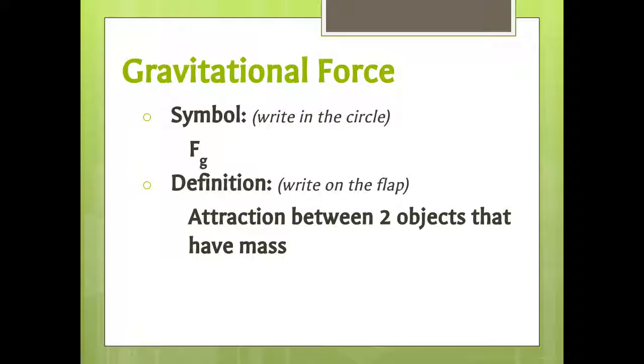So for gravitational force, our symbol is F and then sub G. This kind of looks like when we did our energy, how you wrote a big E and then you wrote your smaller ones, but this time we're writing an F for force. So gravitational force is F little g. The definition of gravitational force is an attraction between 2 objects that have a mass. So if you think about it, every object has mass. So it's pretty much the attraction between 2 objects anytime.